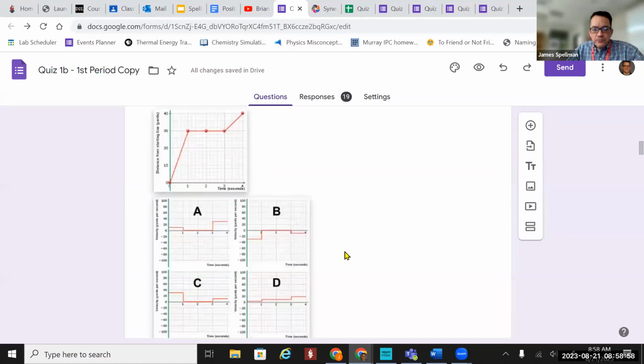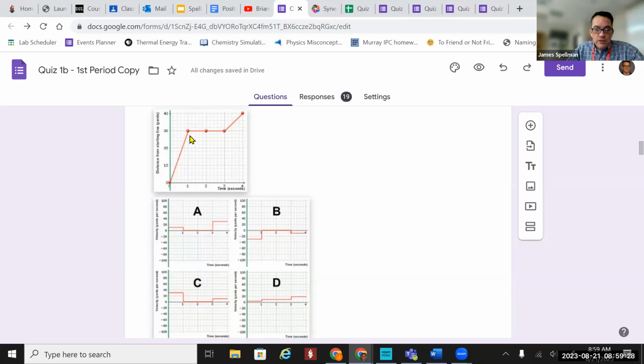If you look at these, we could eliminate D because in section 2, D is still moving. And up here, the flat line on this graph means that it's stopped. And additionally, this slope is 30 over 1. So that should be a speed of 30. So that's going to eliminate A, and it's going to eliminate B because B would be going backwards. So the correct answer on this one's C, because again, in this first section, it's going 30 meters per second.